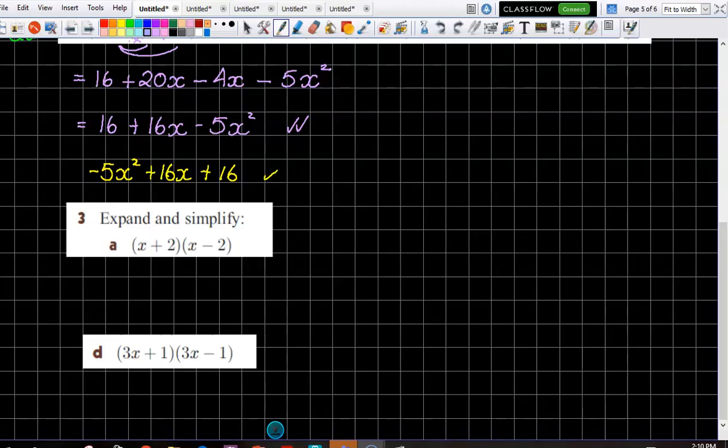Nice. Okay, so when we're doing these ones, we are expanding, just like we did before. Do the arrows or don't do the arrows.